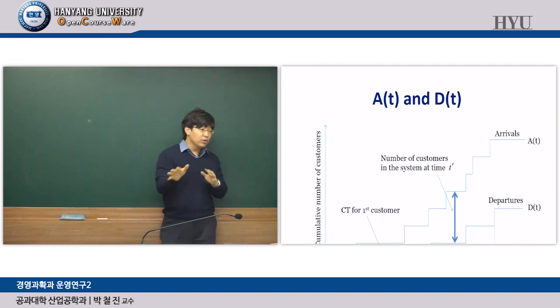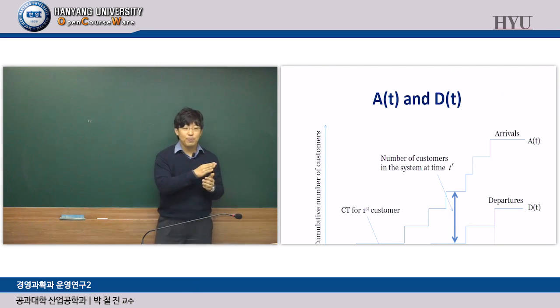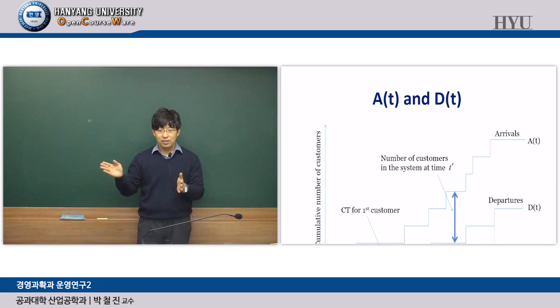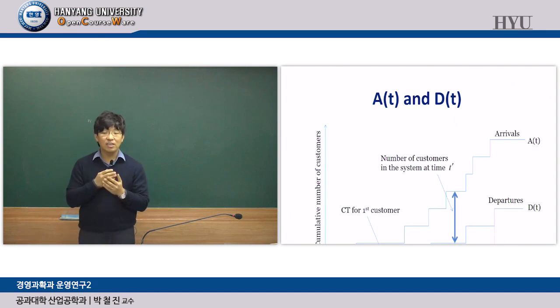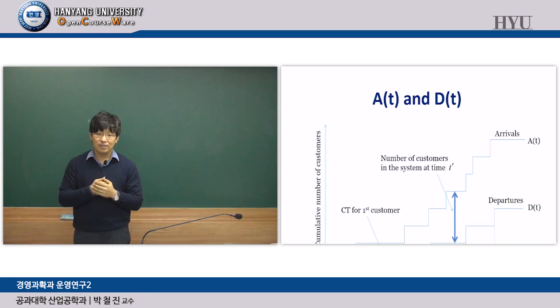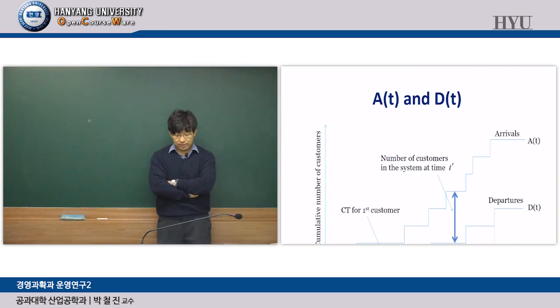Departures. We don't know what happened in the system, but we can count the number of departures in front of the exit, those who leave the system. So we don't know what happened inside, but we can count the number of customers who got his or her service, are done with the service, and then leave the system.